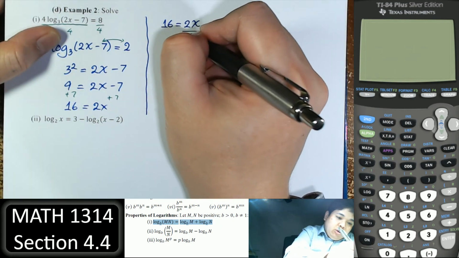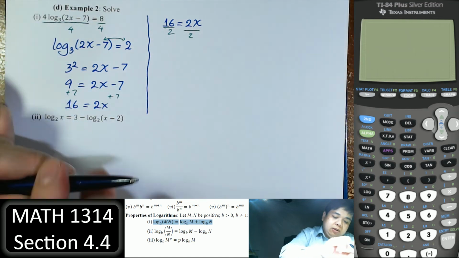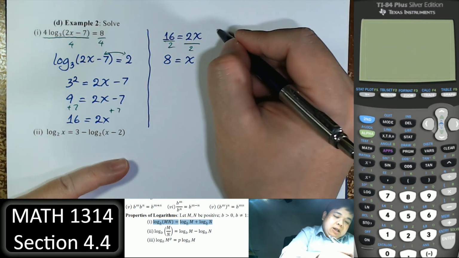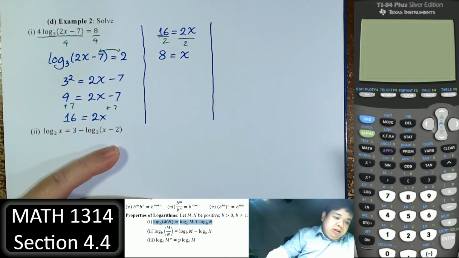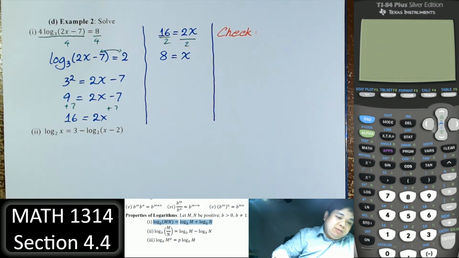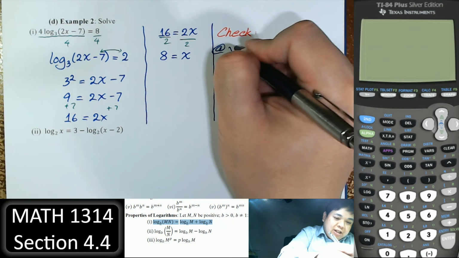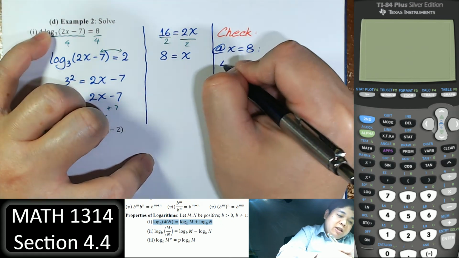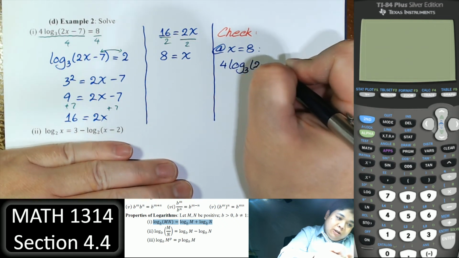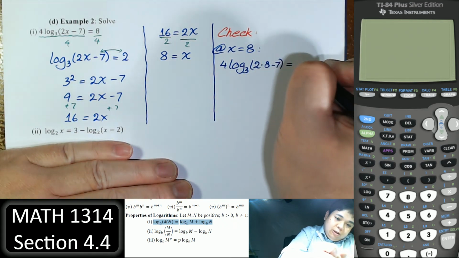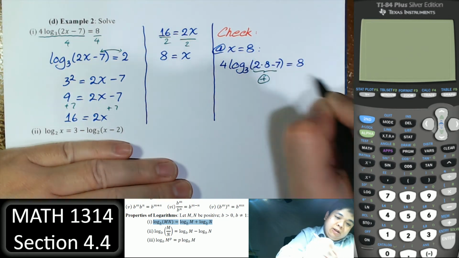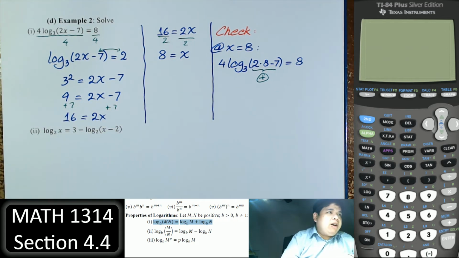So divide by 2 on both sides. We have x equal to 8. Now, remember, every logarithmic equation, we need to check our answer. This time we have 8. Substitute into x. And this indeed is positive. Of course, if we want to check, it's very easy.